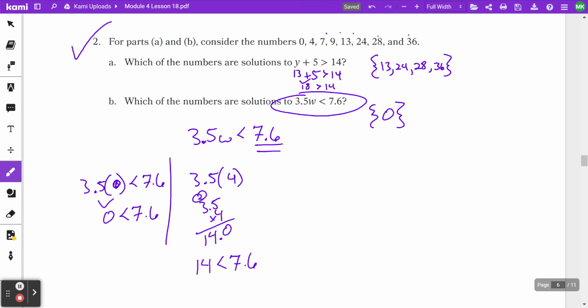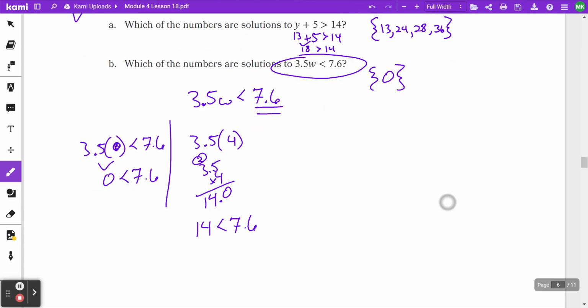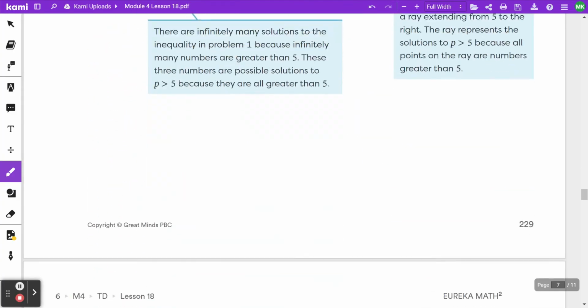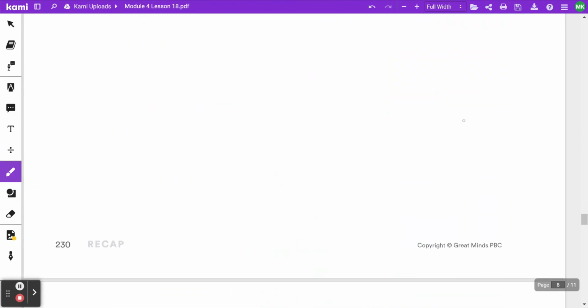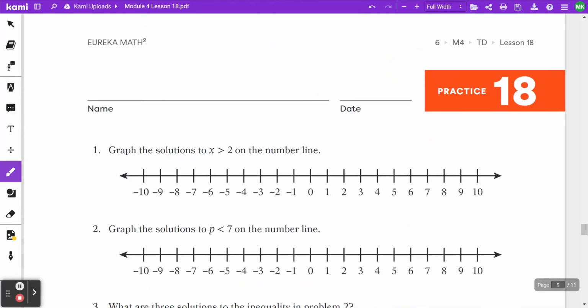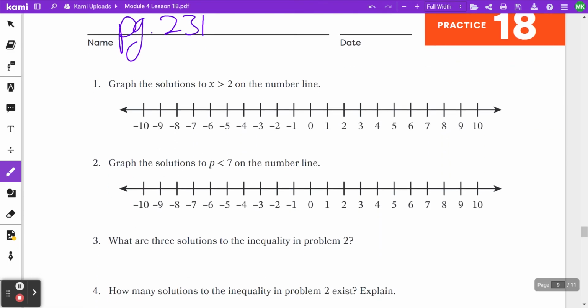All right. So, well, I guess we could do a couple more. Let's have some fun. So let's cruise on down a little bit and let's see if we can get into that little practice area. There it is, practice area, and that's on page 231. So that's page 231. I love graphing these things. They're a lot of fun.